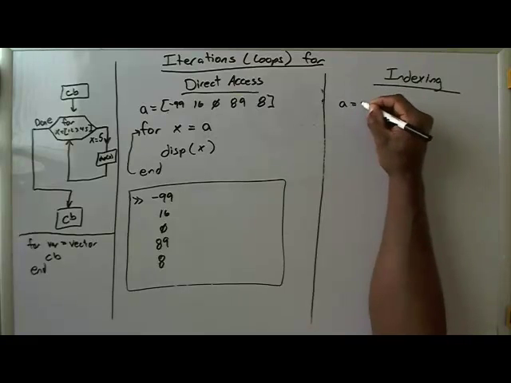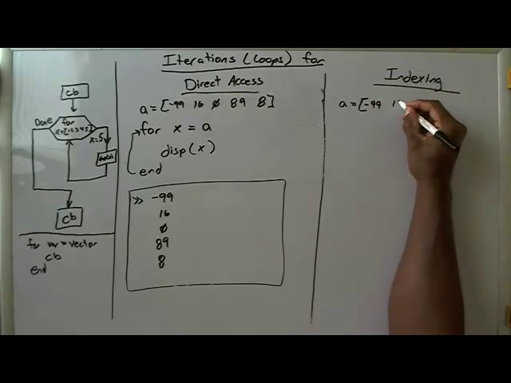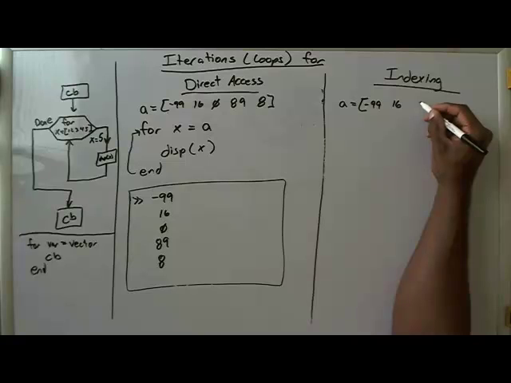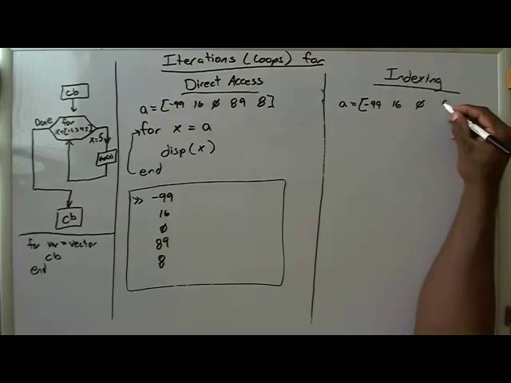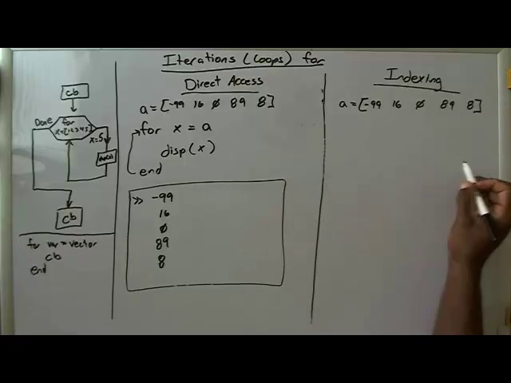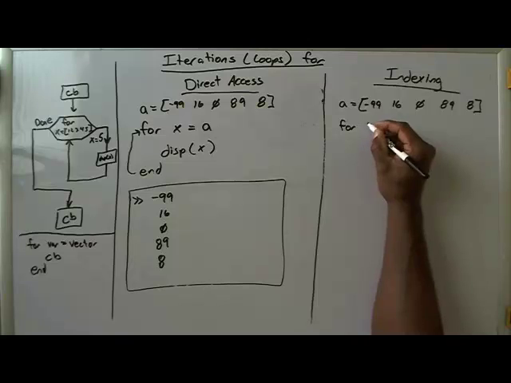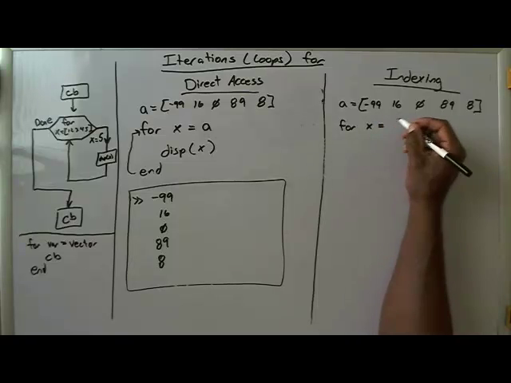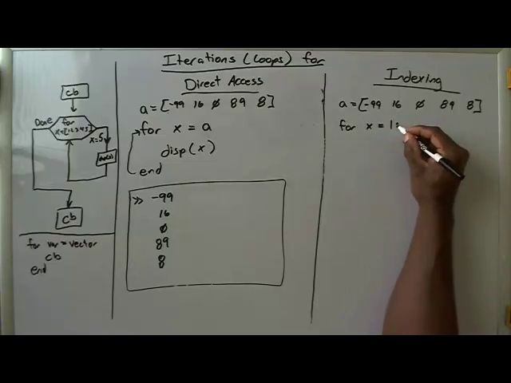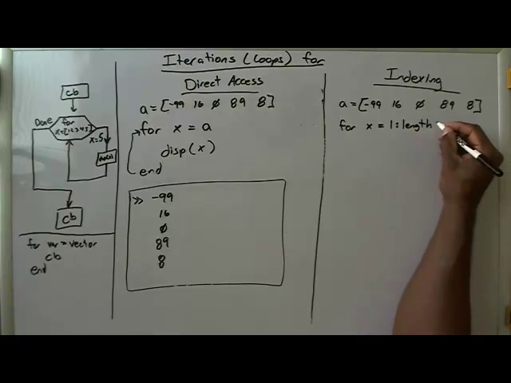the same basic code. A equals -99, 16, 0, 89, and 8. Now look at the subtle differences here. I'm going to say for x equals 1 colon the length of a.